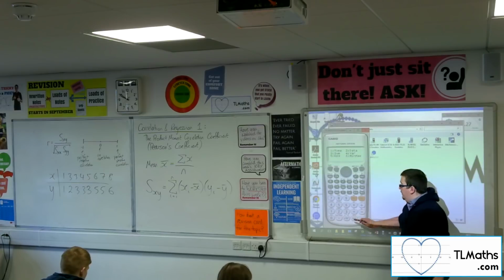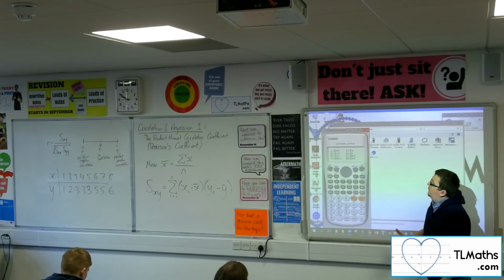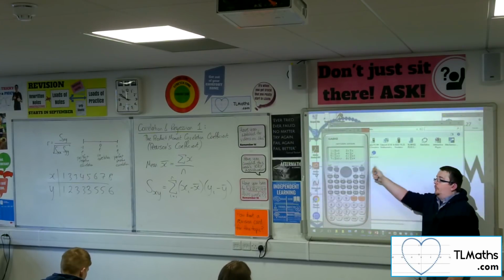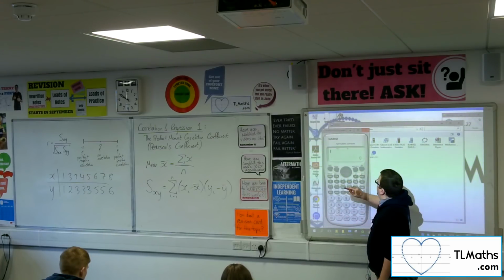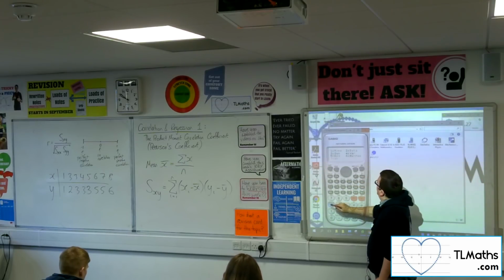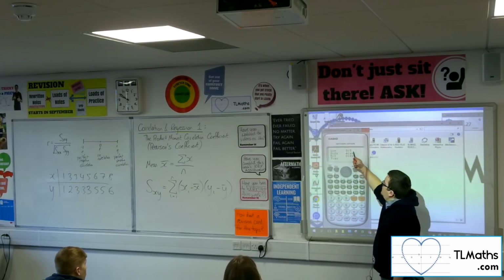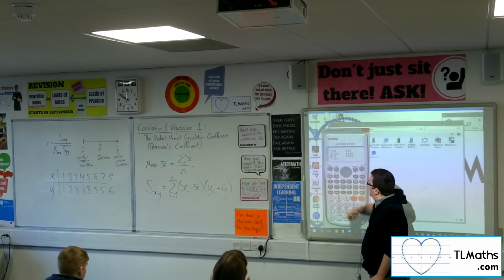Now the summation bits are in number 3. So it will give you sum of x squared, sum of y squared, sum of x, sum of y, sum of xy. It's all in there that you need. You can also go through Shift 1 and then number 4 to get n and the mean if you want to use the other formula, and the y bar. So x bar, y bar.